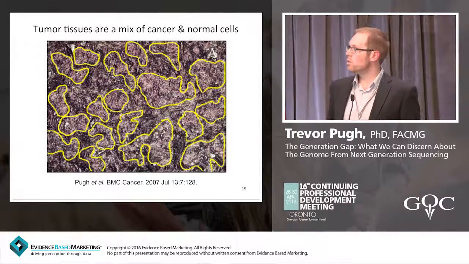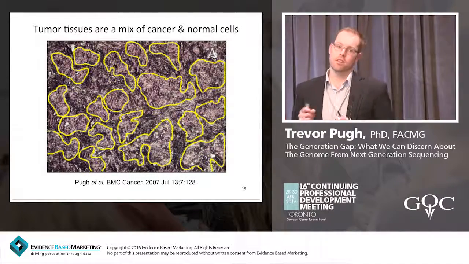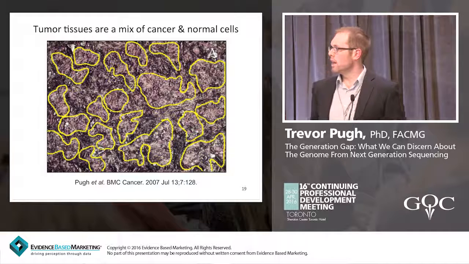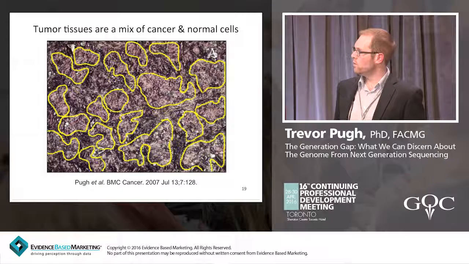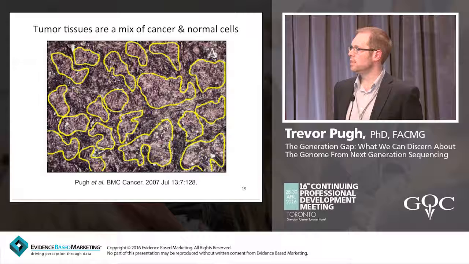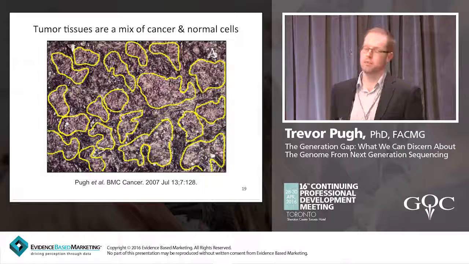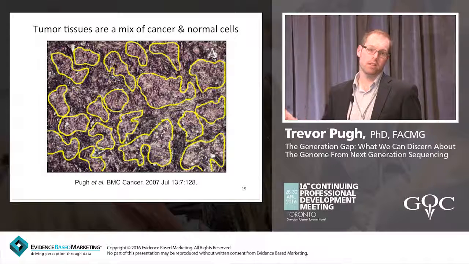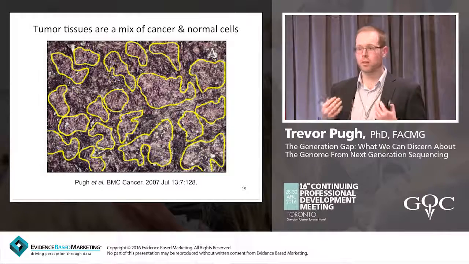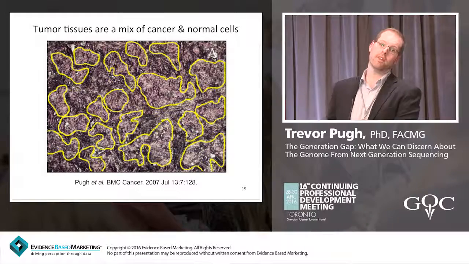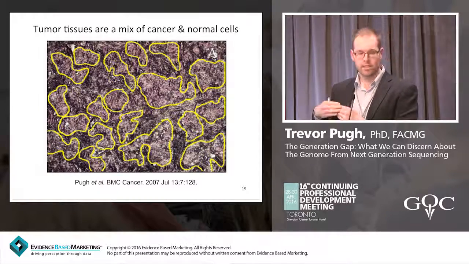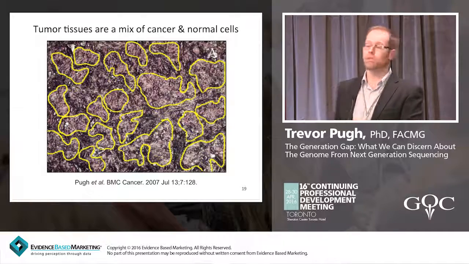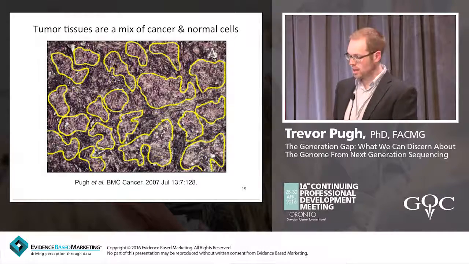The other challenge is that tumor tissues are a mix of cancer and non-cancer cells. This is a metastasis to a lymph node. I've circled the tumor cells, but you can see by eye here, this is actually a pretty good specimen. The tumor content here is only 50%. So as we're doing next-generation sequencing, half of our reads are coming from normal cells. We're just going to have to sequence that much deeper to find tumor-associated mutations.